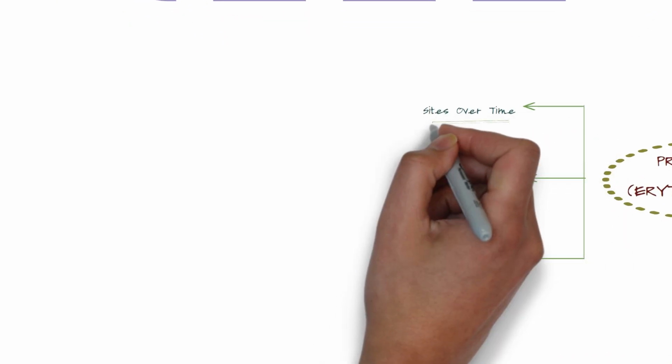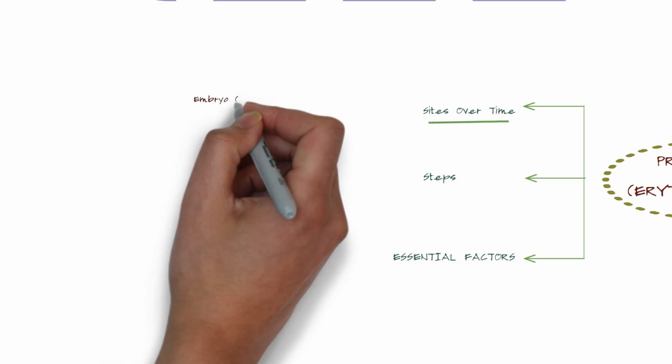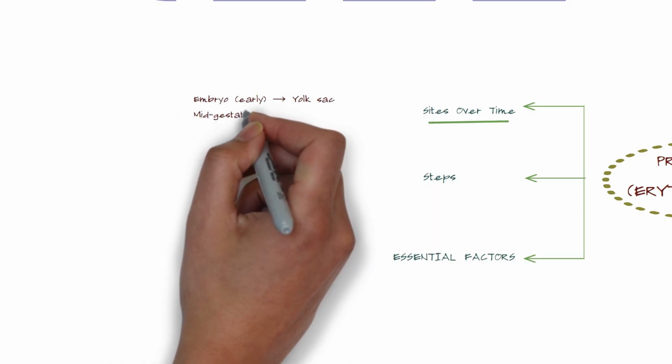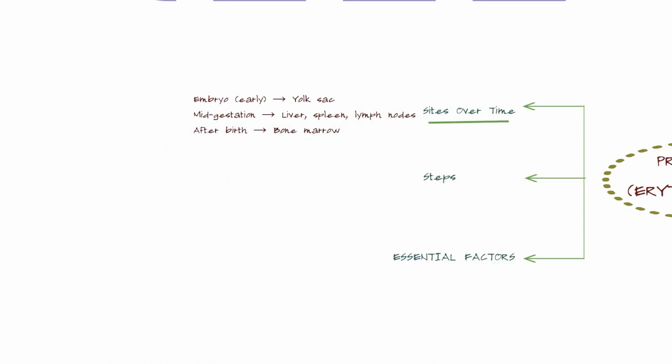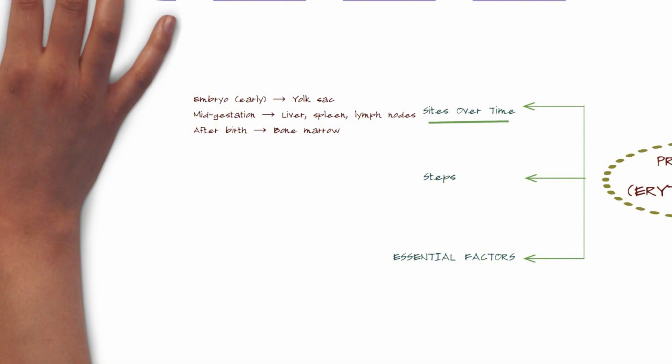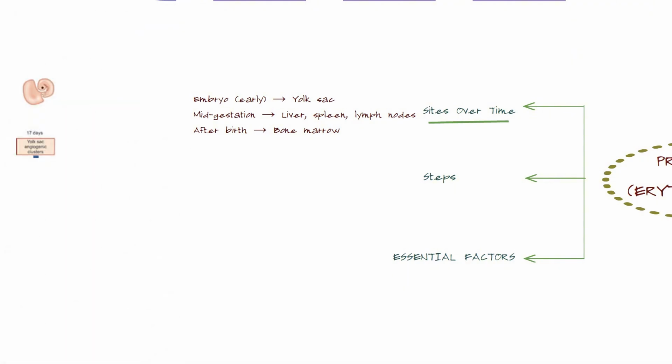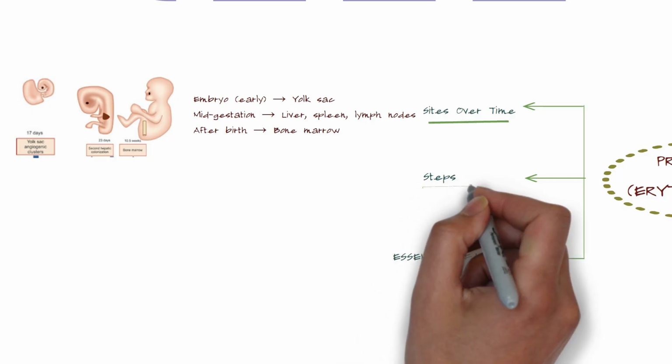The site of erythropoiesis changes by age. So, in the early embryo, the RBCs are formed in the yolk sac. With mid-gestation, the production shifts to the liver, spleen, and lymph nodes. After birth, the bone marrow becomes the main permanent site for RBC production.